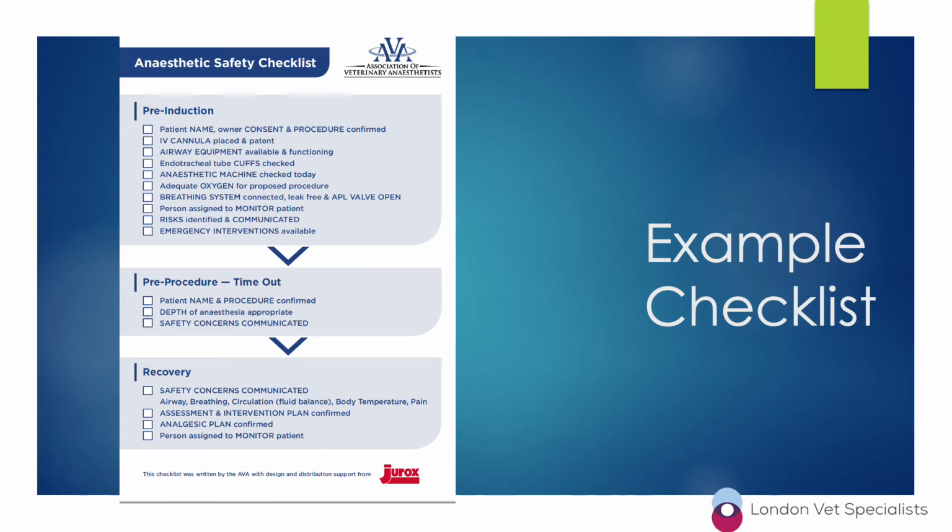So this example checklist is taken from the Association of Veterinary Anaesthetists website. It's available to download, and as you can see here, it covers all of the important things to make sure have occurred before we proceed with the case. So it's split again into 3 points: before induction, before surgery, and then before recovery.